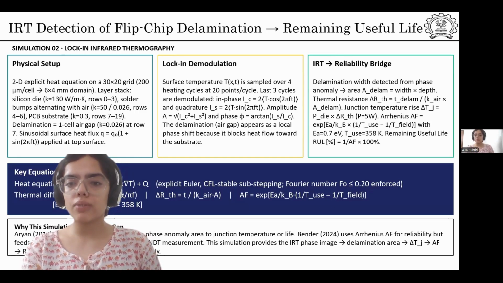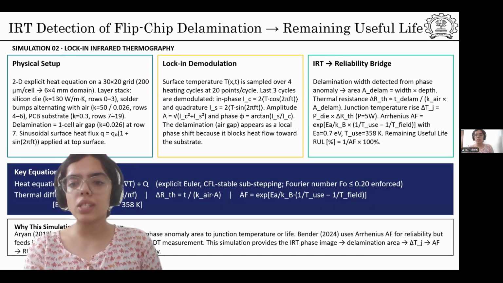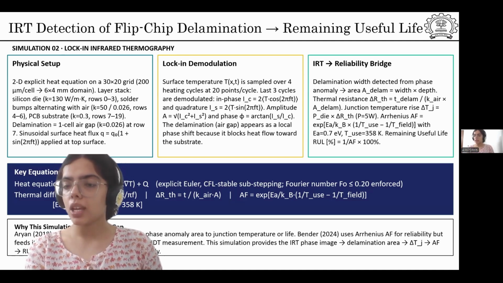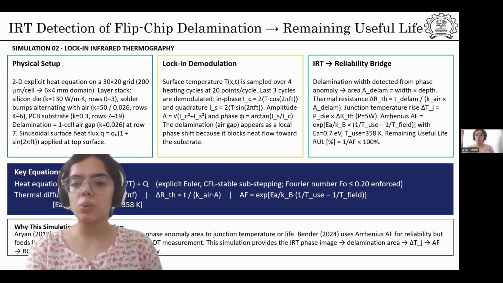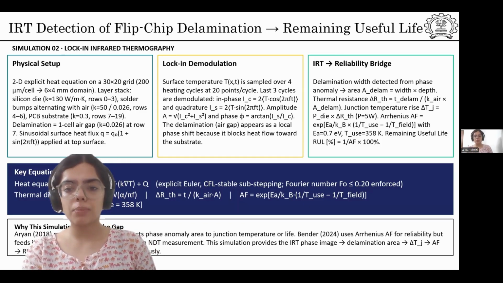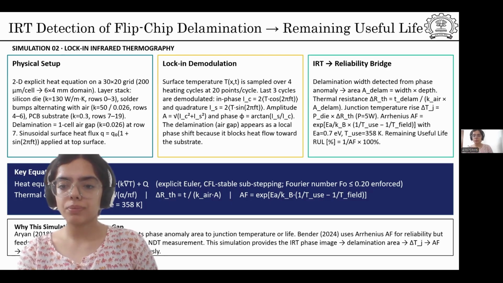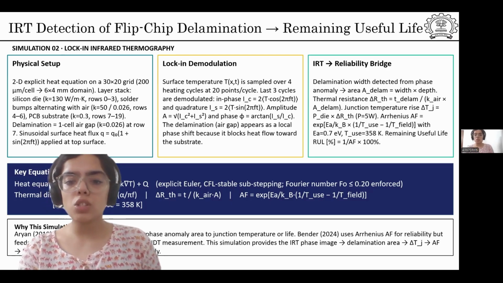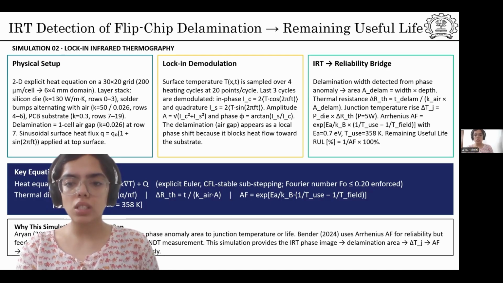That delta Tj feeds the Arrhenius acceleration factor with activation energy of 0.7 eV and nominal use temperature 358 Kelvin. Remaining useful life in percent equals 1 over AF times 100. The bottom box closes the gap. This simulation provides the full chain from IRT phase image to RUL that closes both gaps simultaneously.